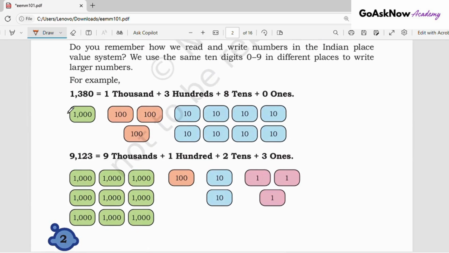For example, 1,380. Here there is 1,000, then 300, then there is 80, which is 8 tens. There is no ones value. So here 1,000, then 300, 8 tens, 0 ones. Then 9,123. Here there are 9,000 and 100. There is 20, which is 2 tens, and the last value, which is ones, there is 3 ones. 9,000, then 100 plus 2 tens plus 3 ones.